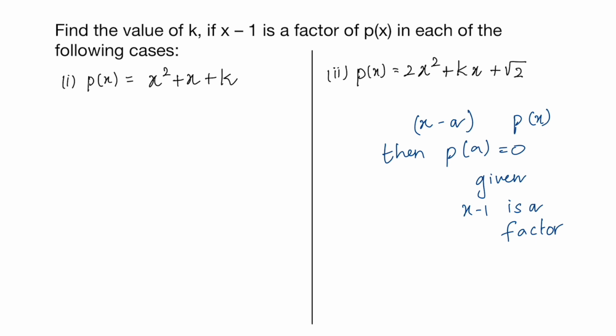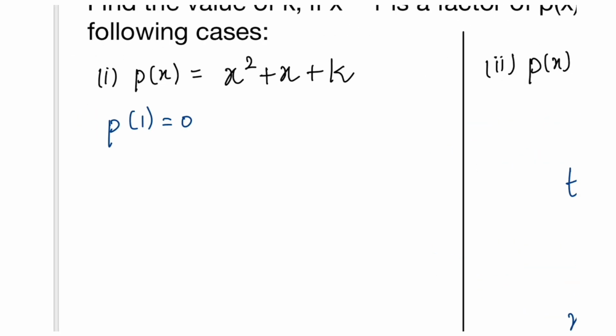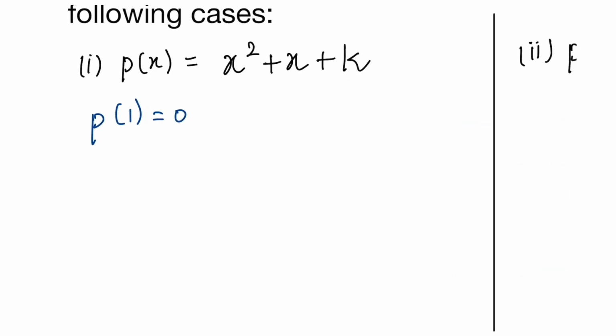We know that if x minus a is a factor, then p of a is equal to 0. Now if you put that to our situation here, we know that x minus 1 is a factor. So by using the factor theorem you can say that p of 1 is equal to 0. Let me just zoom in a bit. With that you are going to find the value of k. So let us first write the value of p of 1 here in terms of k.